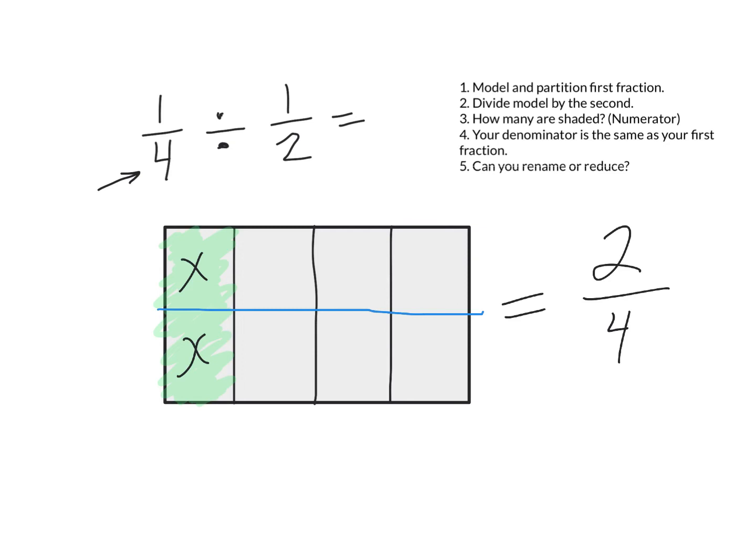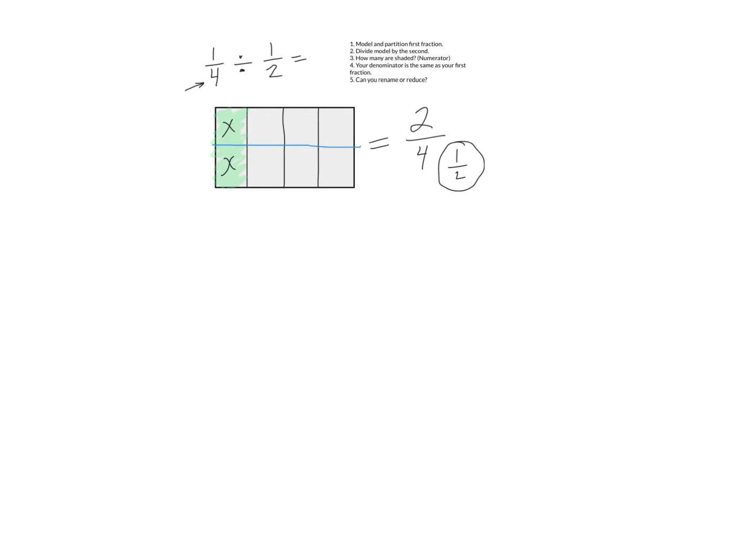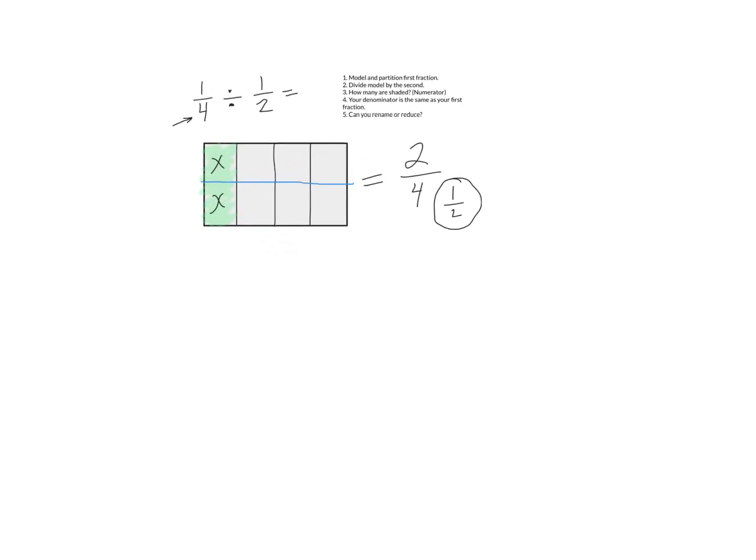And as step 5 asks, can you rename it to a mixed number or reduce it? And you guys know we can reduce 2/4 to 1/2. And that is your quotient. The next thing that I'm going to do is minimize my screen and show you.